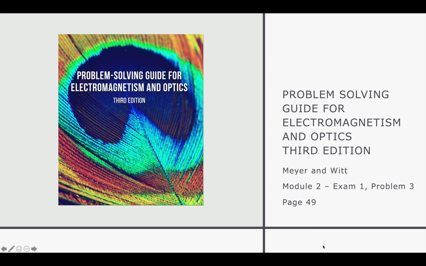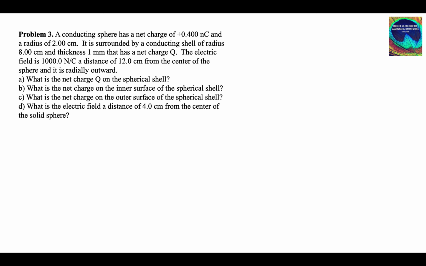This is a walkthrough of problem 3 on practice exam 1 in module 2, which is on page 49 in the book Problem Solving Guide for Electromagnetism and Optics. Problem 3: a conducting sphere has a net charge of 0.4 nanocoulombs and a radius of 2 centimeters. It is surrounded by a conducting shell of radius 8 centimeters and thickness 1 millimeter that has a net charge Q. The electric field is 1,000 newtons per coulomb at a distance of 12 centimeters from the center of the sphere, and the field is radially outward.